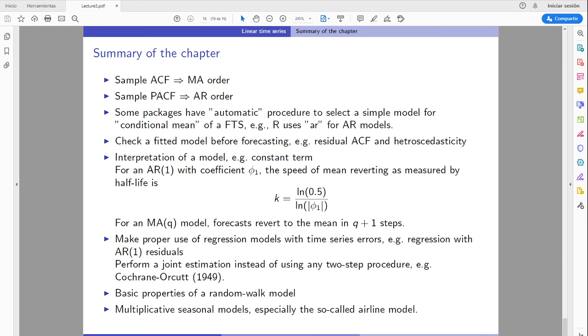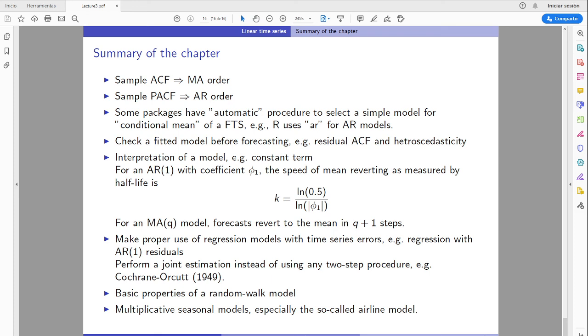Next, regarding interpretation of the model, if we're working with an AR(1) with one coefficient phi sub 1, the speed of mean reversion is measured by half-life, which is calculated in this way. For an MA(q) model, forecasts revert to the mean in q plus 1 steps, and that's fixed. So half-life is really not important. What is important is to make proper use of regression models when working with time series errors.